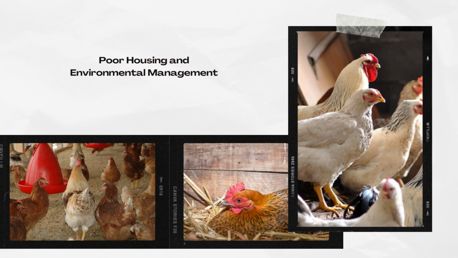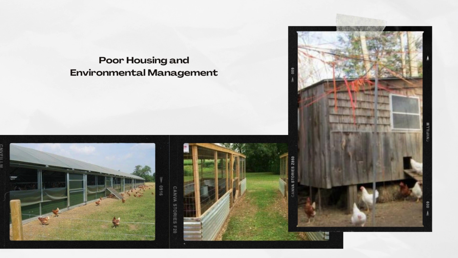Some of the mitigation strategies we can use when it comes to poor housing and environmental management are: number one, ensure that your poultry housing facilities are well designed and properly maintained to provide optimal living conditions for your birds. Second, implement ventilation systems, control temperature and humidity, and avoid overcrowding to minimize stress and maximize production efficiency.